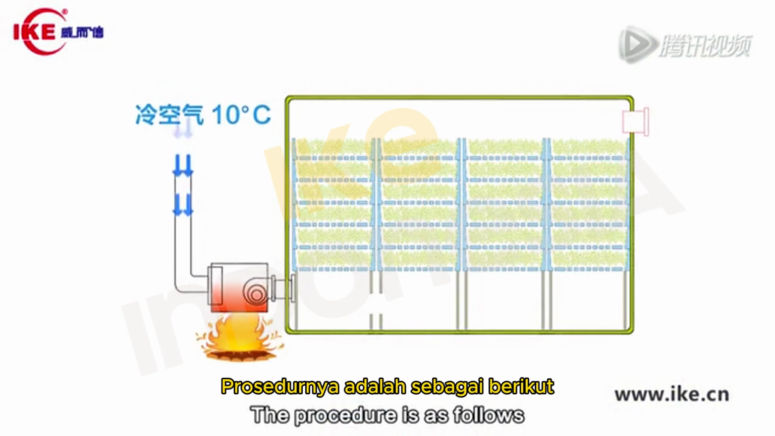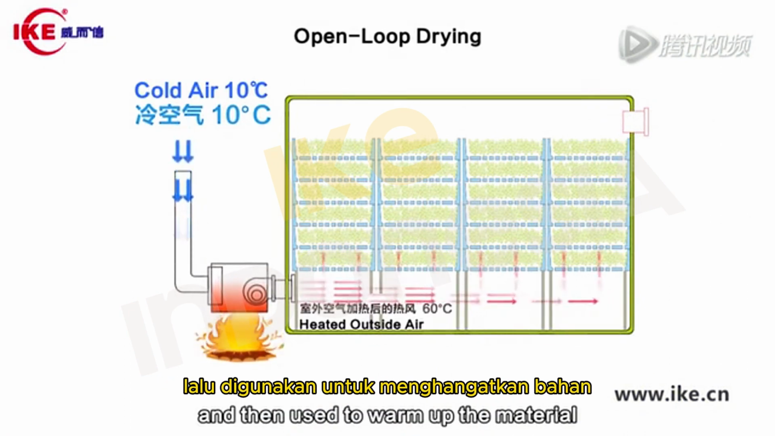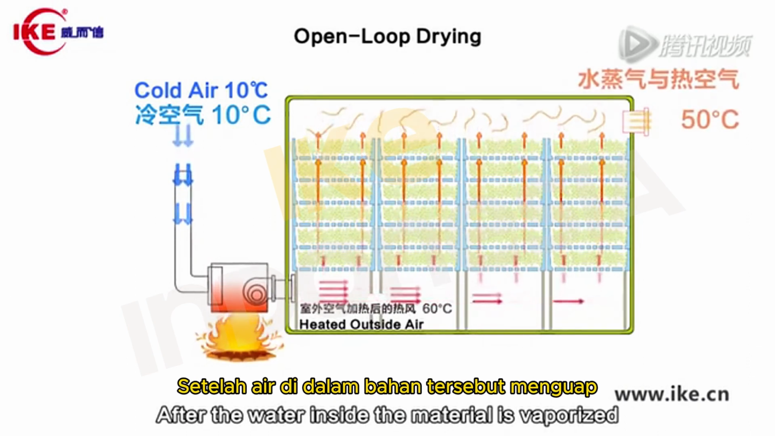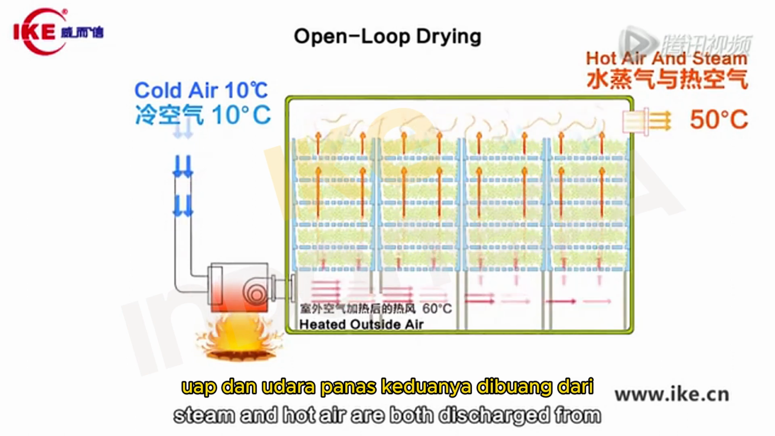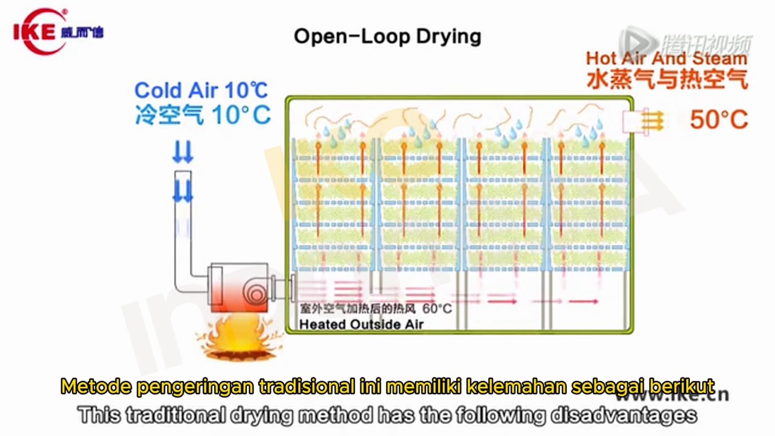The procedure is as follows. First, cold air is heated manually, and then used to warm up the material. After the water inside the material is vaporized, steam and hot air are both discharged from the discharge outlet into the air. This traditional drying method has the following disadvantages.